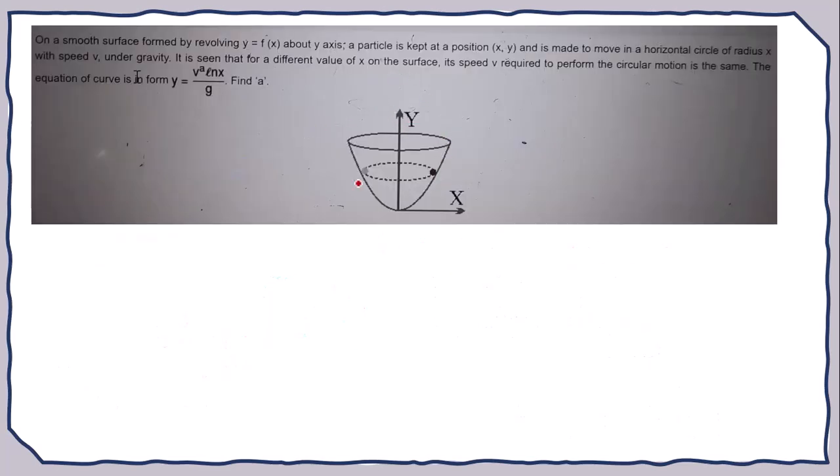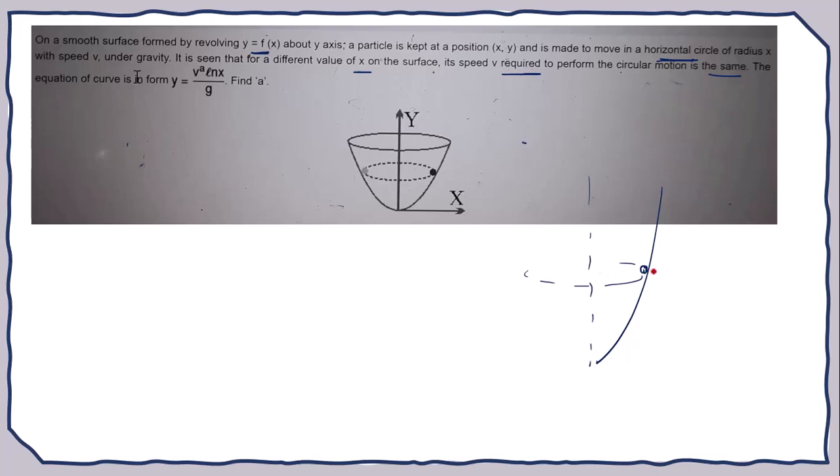Now moving on to the next situation. There is a function given that y equals f(x). About that particular surface, the particle is rotating in a horizontal plane. It is seen that under defined value of x on the surface, the speed v required to perform a circular motion is the same. And you are to assume there is no friction. So at any instant, if I say this is the position where the particle is performing the horizontal circular motion about the circle.